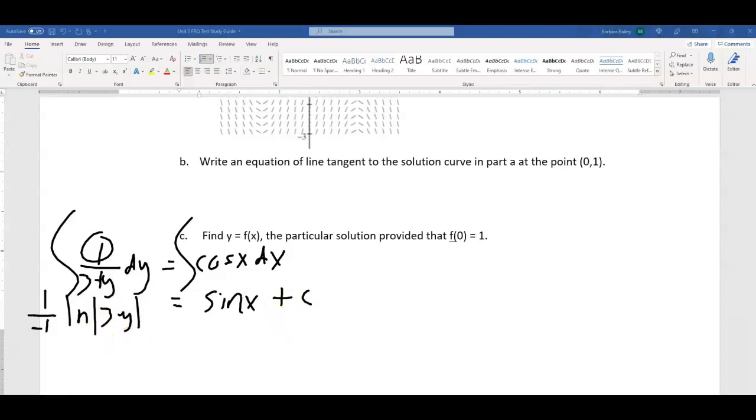All right, so we're up to 3 points now. 1 point for separation, 1 point for integration on each side for a total of 3 points. So now I've got negative ln of 3 minus y equals sine x plus c. Let's go ahead and find our C value. We're going to be plugging in 0 for x and 1 for y. So if I do that, I have the following.